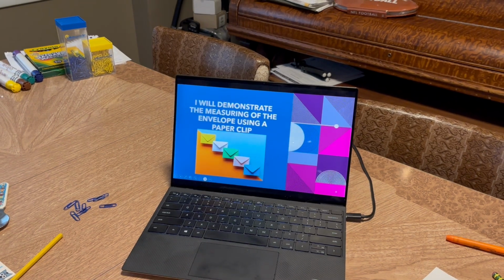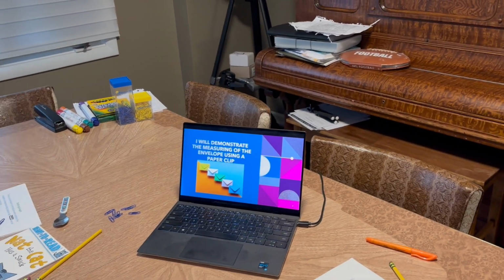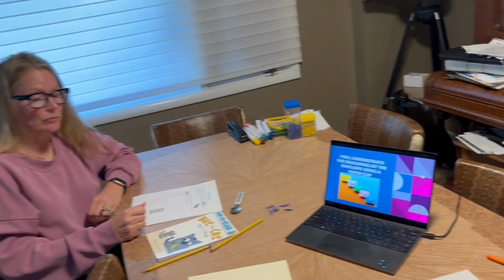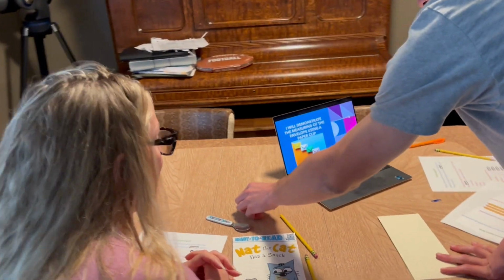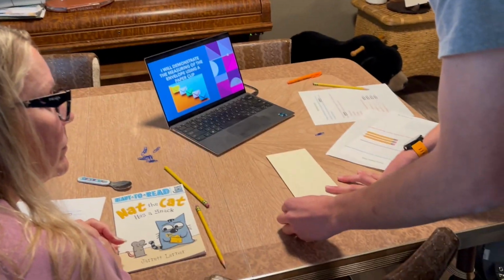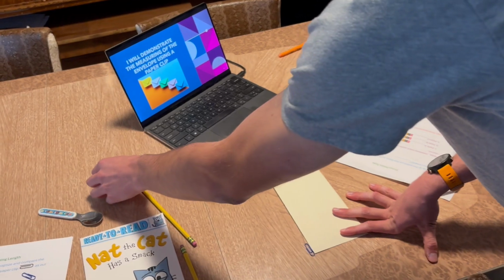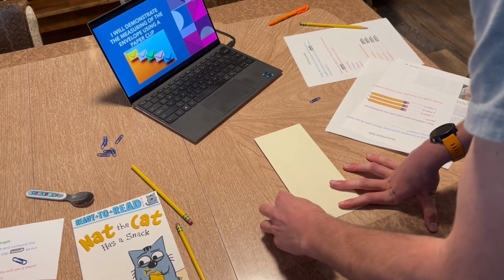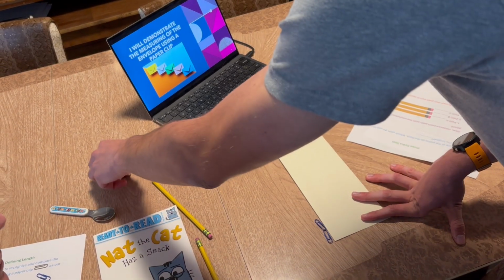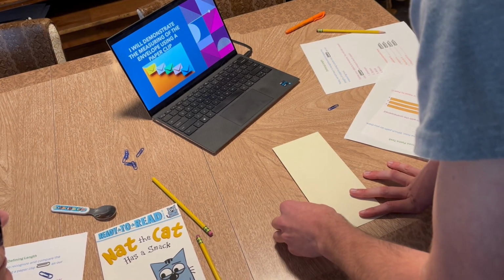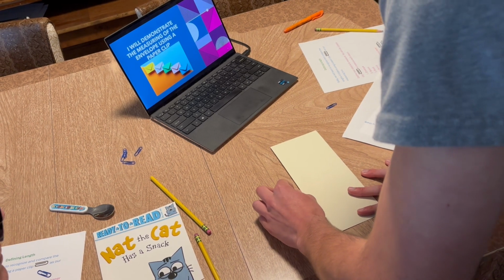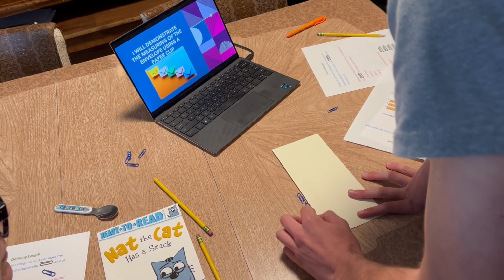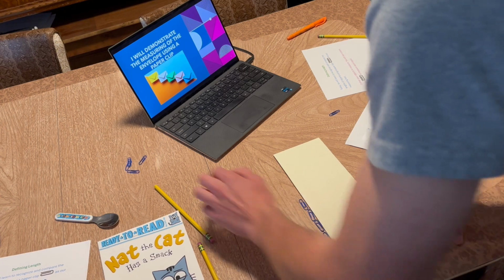I will demonstrate the first measuring of the envelope using paper clips. So here's our envelope. We're going to go this way, a long way. So we got, let's see, 1, 2, 3, 4. There we go.